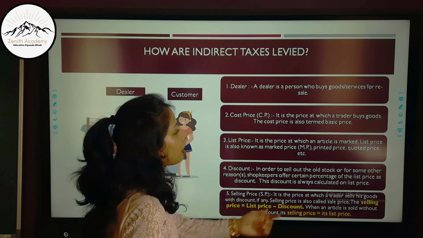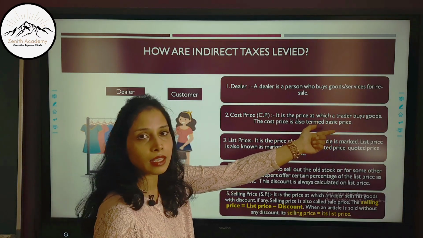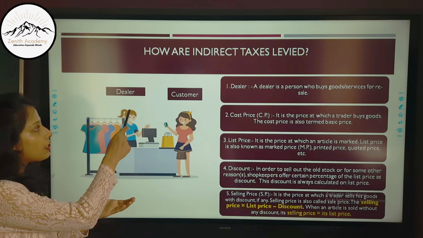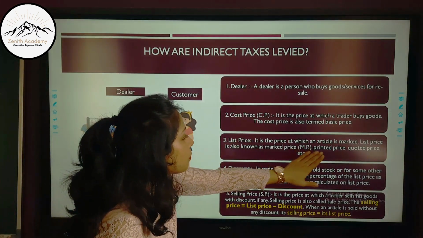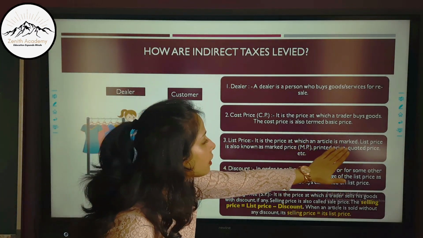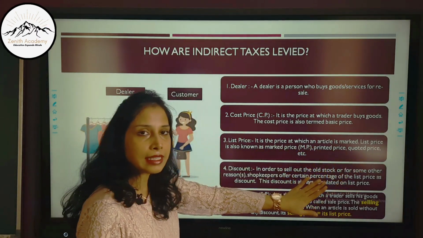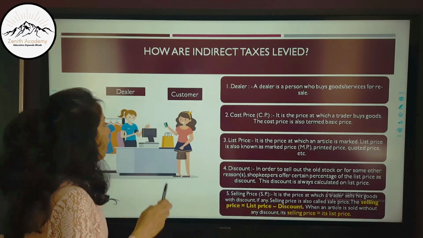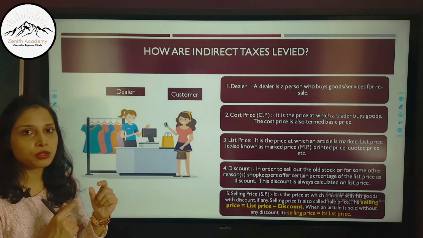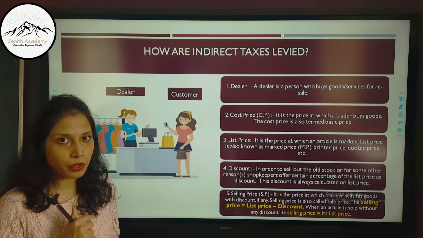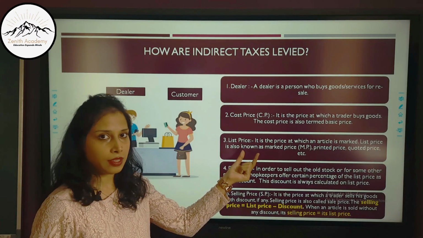What is the cost price? It is the price at which a trader buys goods. The cost price is also termed basic price. If we relate it in this context, it will be the price at which the dealer has bought these goods for resale. Okay. List price. It is the price at which an article is marked. List price is also known as marked price, printed price, quoted price, etc. For example, whenever we buy any clothes, a tag is there. A tag is stuck to the clothes, and that tag indicates the price of the product. That price is known as the marked price or actually the list price.